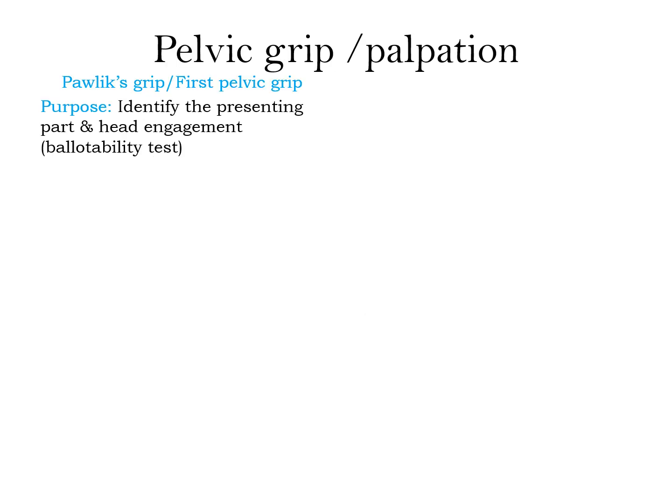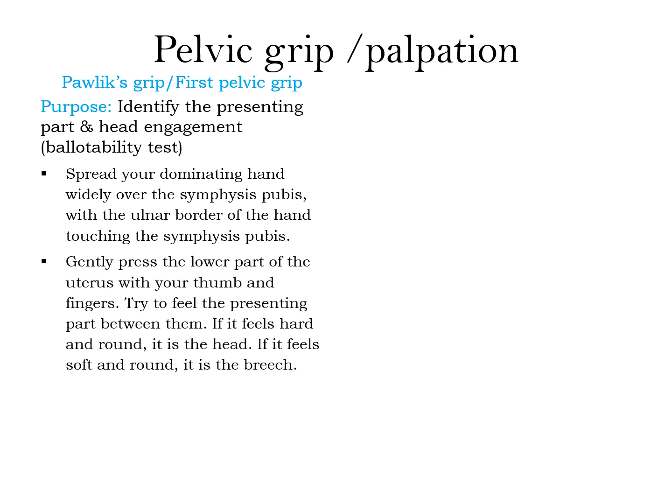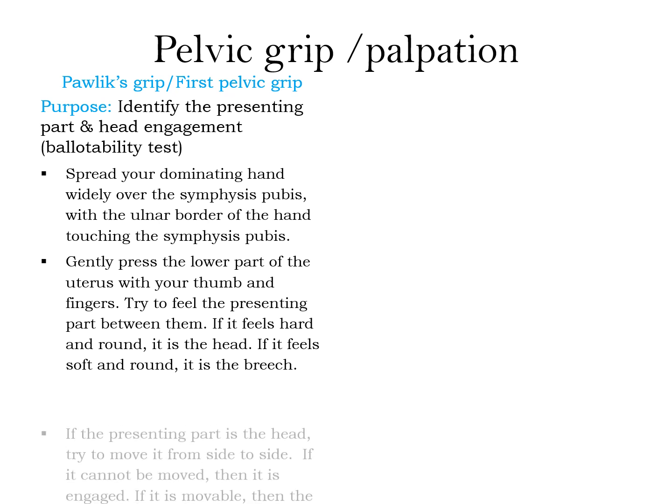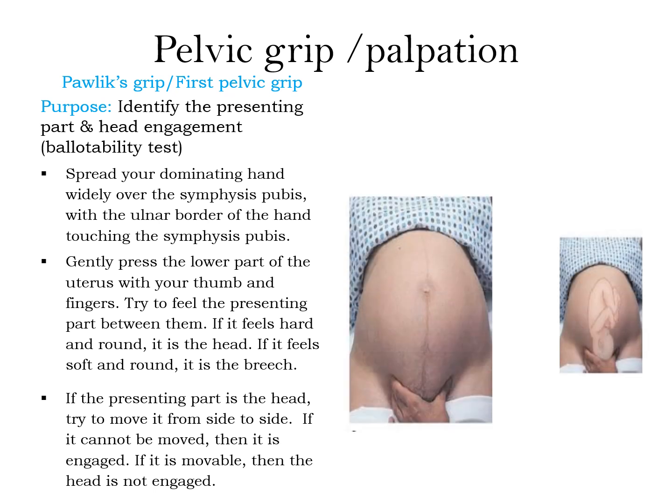So now let's learn about pelvic grip or pelvic palpation. We have two types of pelvic palpation, the first pelvic grip and the second pelvic grip. The first pelvic grip is also called the Pawlik grip, and its purpose is to identify the presenting part and the head engagement. So how do you identify the head engagement? By the ballotability test. We'll learn this.